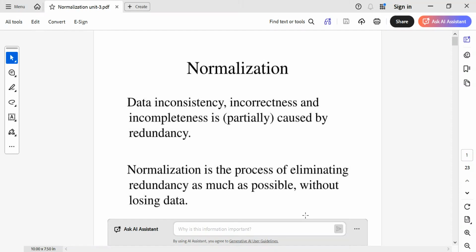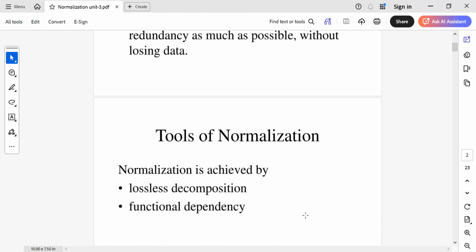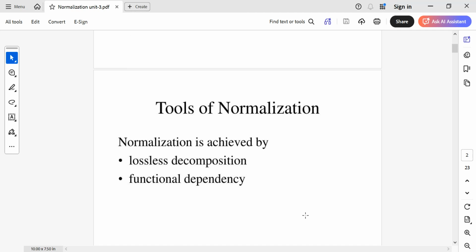So normalization is a very simple process actually. If values are repeatedly available in a particular table, then we have to delete, we have to omit them. That is called normalization. Normalization is the process of eliminating the redundancy as much as possible without losing the original data. So these are the tools of normalization.